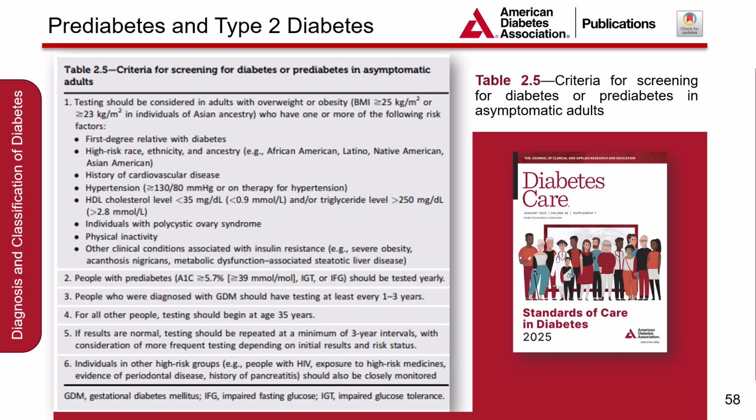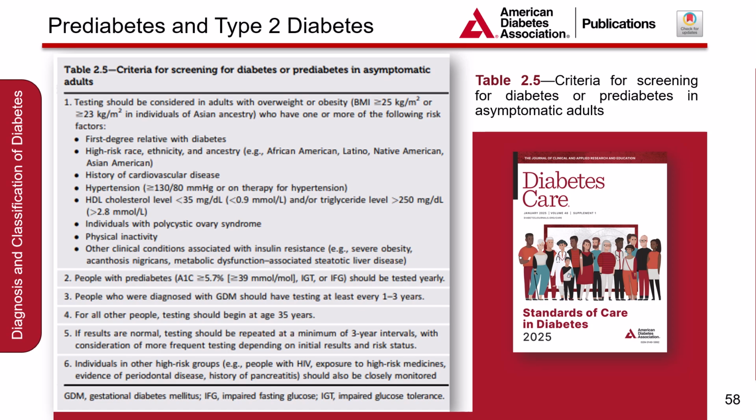Table 2.5. Criteria for screening for diabetes or prediabetes in asymptomatic adults. 1. Testing should be considered in adults with overweight or obesity, body mass index at or above 25, or at or above 23 kilograms per square meter in individuals of Asian ancestry, who have one or more of the following risk factors. First-degree relative with diabetes. High-risk race, ethnicity, and ancestry, for example, African American, Latino, Native American, Asian American.